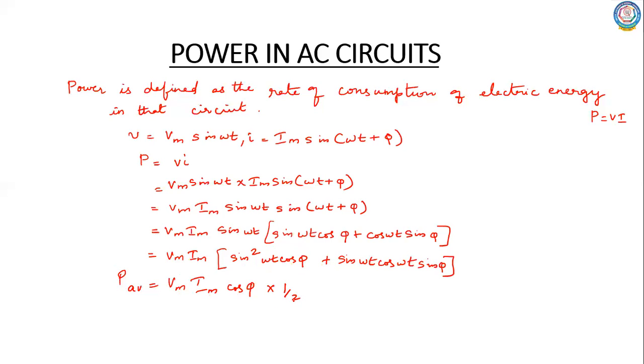Okay, so this half, in this denominator you have 2, which can be written as root 2 into root 2. So I separate this as root 2 into root 2. I'll write as Vm by root 2 into Im by root 2 into cos phi. So now we know what is Vm by root 2. This formula we have already read in the introduction of alternating current. So Vm by root 2 is nothing but Vrms. Similarly, Im by root 2 is Irms. Okay, so this I have already discussed in my previous videos. What is Vm by root 2? What is Im by root 2? You can refer that. Okay? So average power equals Vrms Irms cos phi.